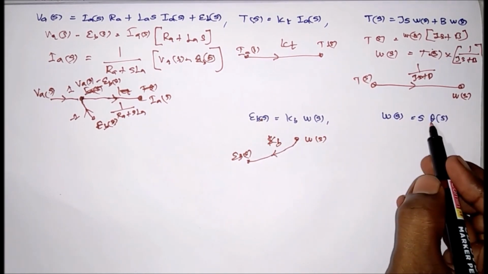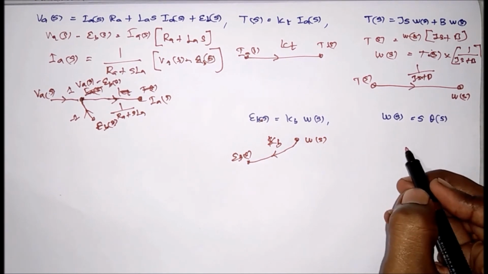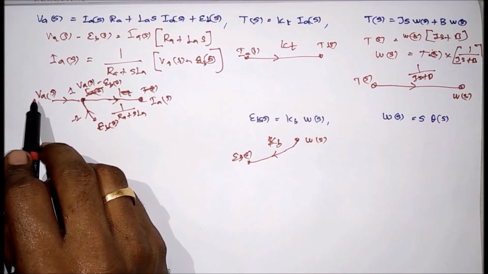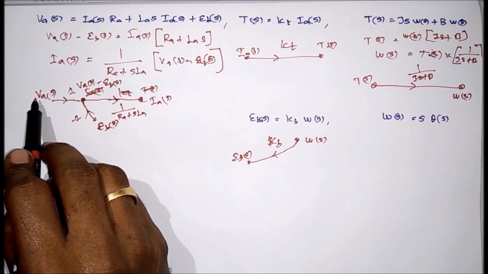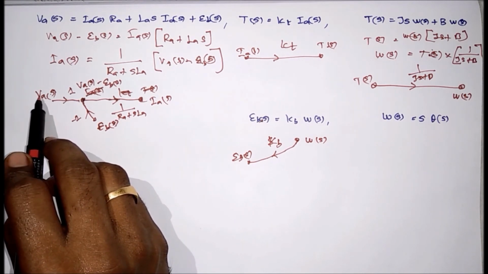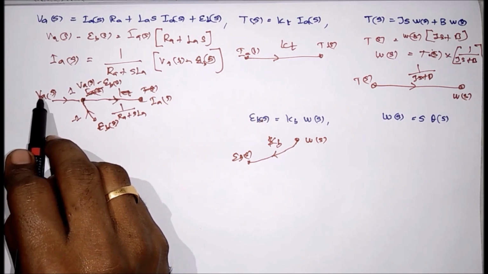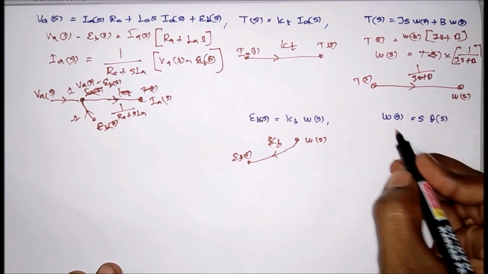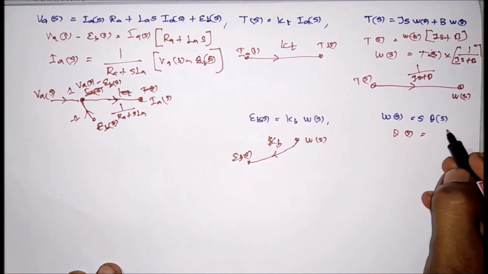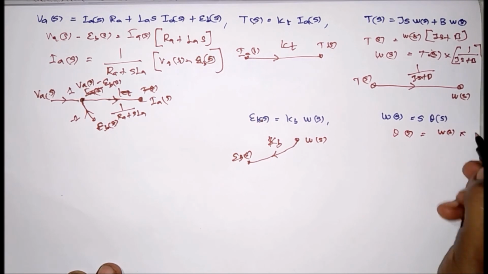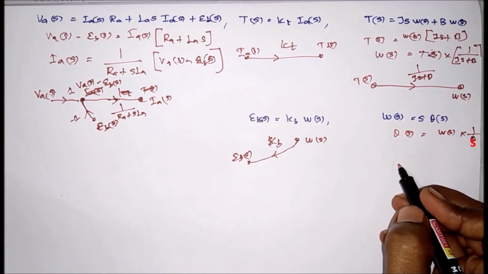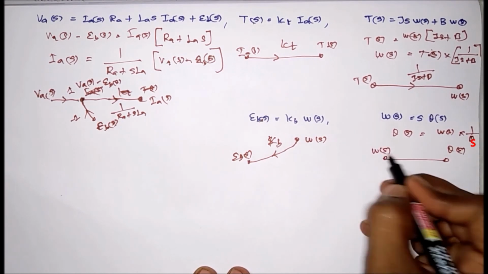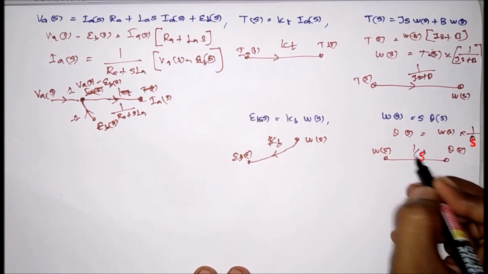Now we know that when we give the input armature voltage, the output is angular rotation. Therefore in the final signal flow graph, armature voltage is the input, and angular rotation is the output. Therefore this will be the output: theta of s equals omega of s into 1 by s. Now output equals theta of s, input is omega s, with gain 1.